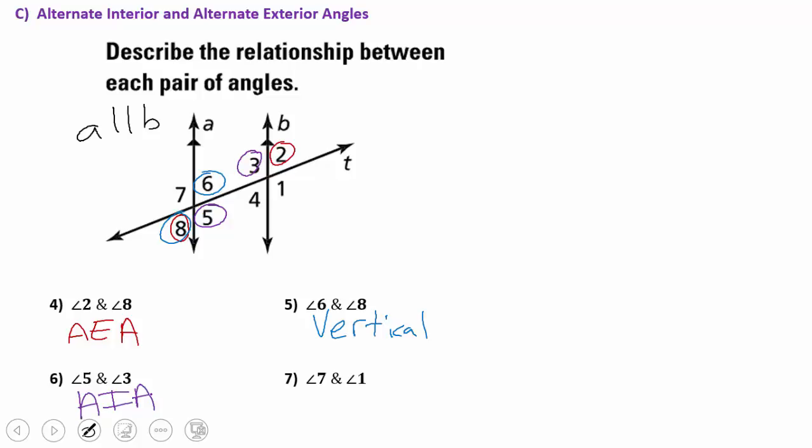Nice. Angle 7 and angle 1. Let me choose even yet another color. Angle 7 and angle 1, that's going to be hard to read. Angle 7 and angle 1, they are on opposite sides outside the river, so they are alternate exterior angles. Just for giggles, hey, write this down. Write down angle number 3 and angle number 7. What relationship do angle 3 and angle 7 have? Angle 3 here, angle 7 here. That's right, they are corresponding.